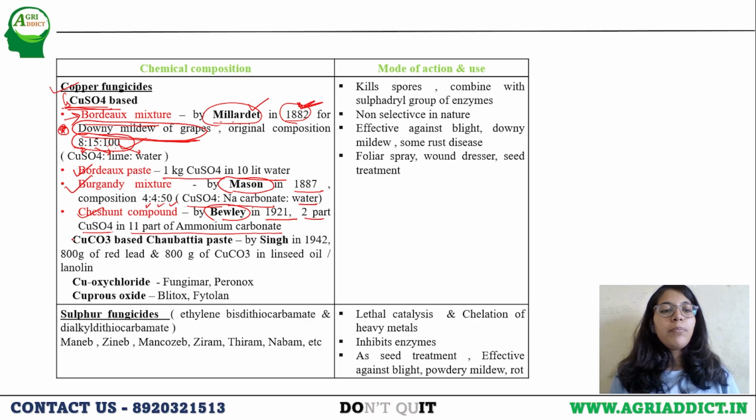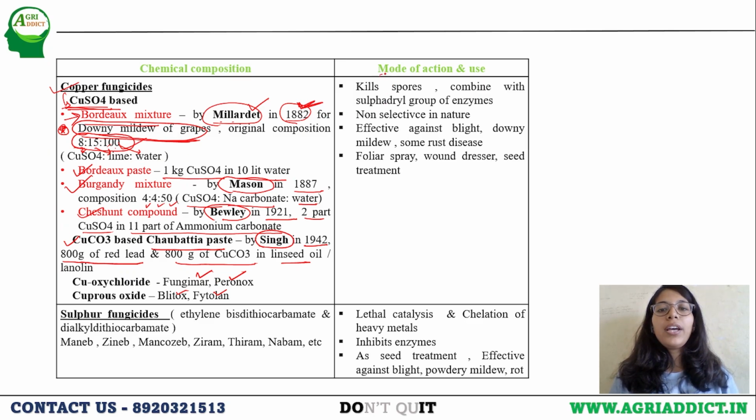There is another type, the copper carbonate based fungicide. It is Shaubertia based. It was first discovered by Singh in 1942. It consists of 800 gram of red lead and 800 gram of copper carbonate in linseed oil or lanolin. Copper oxychloride based fungicides are Fungimar and Peronox, and cuprous oxide based fungicides are Blitox and Phytolan. So these are examples of the various copper fungicides.